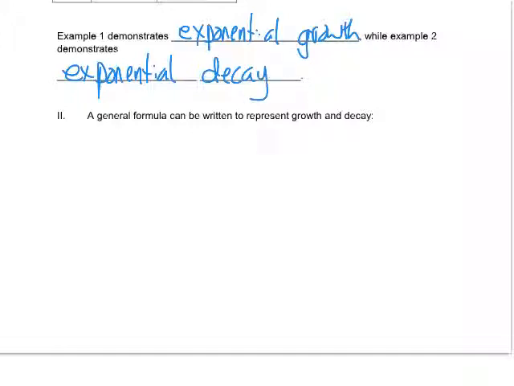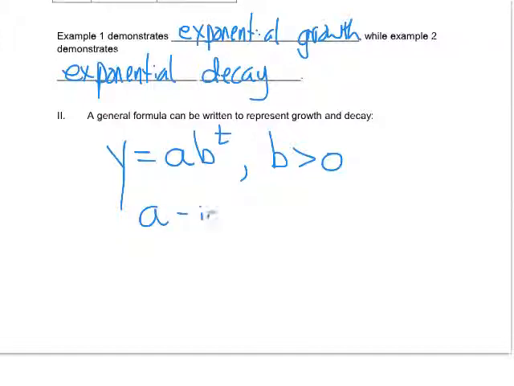But whether it's growth or decay, we can represent both of those things with one formula. And this formula is going to be my y value as a function of time, a times b to the t. And we are assuming that my base is going to be a positive number. Otherwise, it's going to get wonky, and we're not going to do that in this class. So a is always going to be the initial amount. You need to get really familiar with this formula. We're going to use it all year.